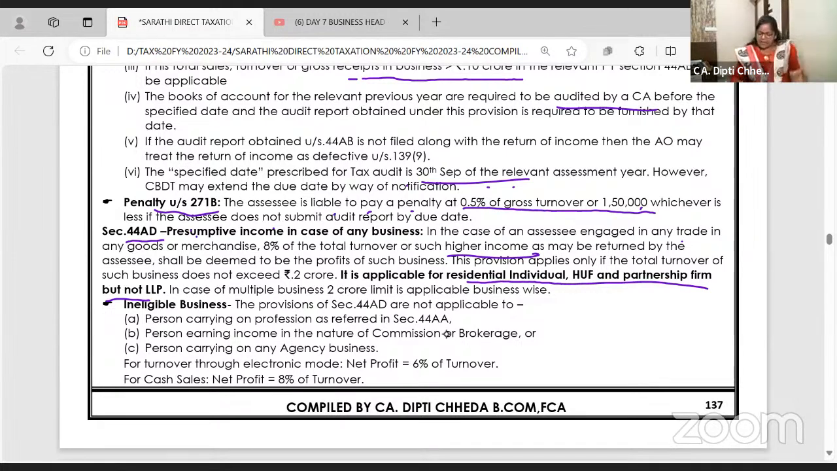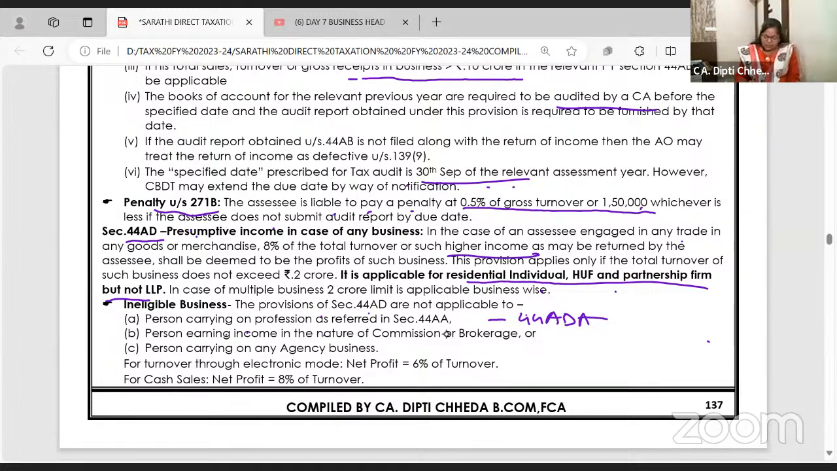Who is it applicable to? Individual, HUF and partnership firm can file their return based on the turnover, right? The provisions of 44AD are not applicable to a person who is carrying on a profession, because for professionals what do we have? Section 44ADA, that will come later. Or a person earning income in the nature of brokerage, they cannot show presumptive taxation. Or a person carrying on business in the agency way. Okay?